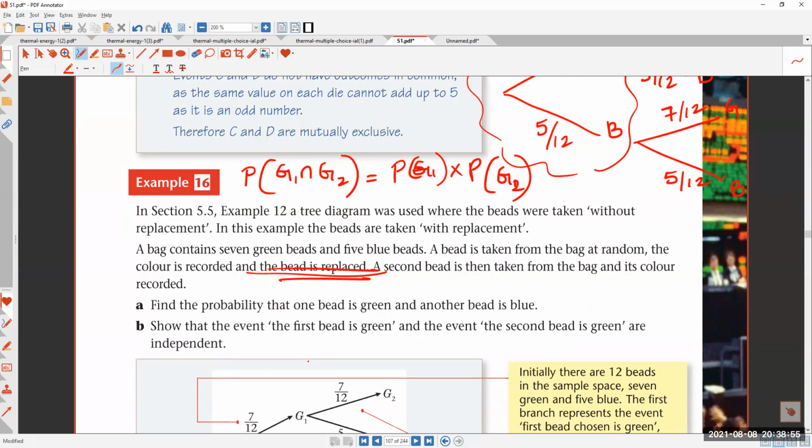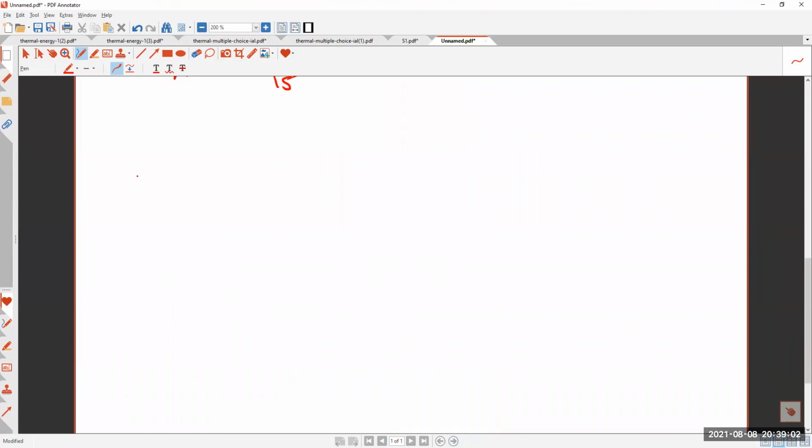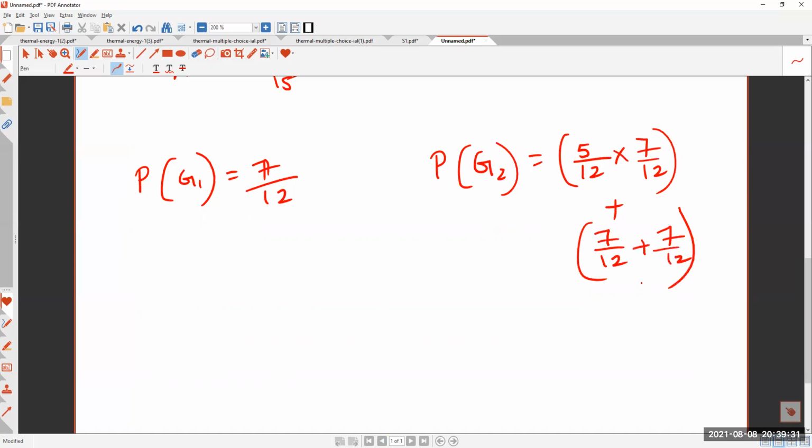Okay, now show that the event first bead is green. Okay, let's do one thing, what is the probability that the first bead is green? Let me show that to you. 7 by 12 or 5 by 12, right? Probability that the first bead is green, G1, is 7 by 12, because the probability of taking the first is 7 by 12. The probability second bead is green. The second bead will be green when the first is blue and the second is green, or the first is green and the second is also green. Is this clear with everyone?